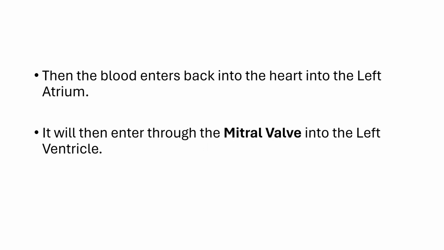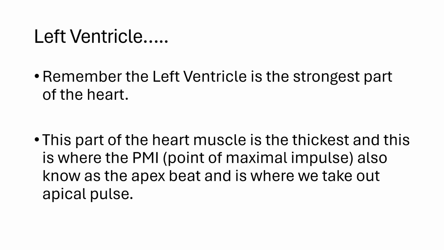Then the blood's going to enter back into the heart, into the left atrium. It's sitting there with oxygenated blood, and it wants to go through the mitral valve into the left ventricle. So we're into the right atrium, through the tricuspid, into the right ventricle, up through the pulmonic. Let's get oxygen. Let's come back into the left atrium, and now we're being pushed through the mitral valve into the left ventricle. So there's a couple things that I want to point out about the left ventricle.